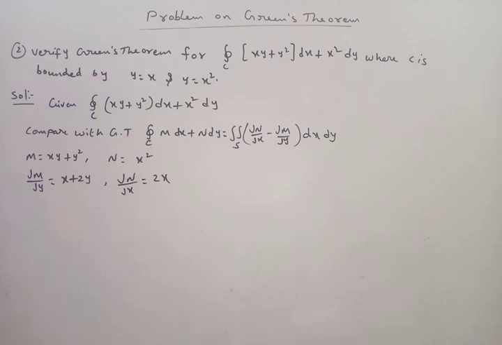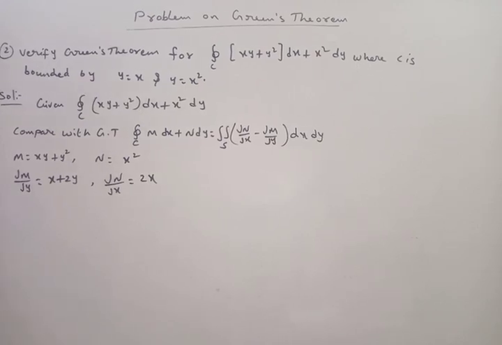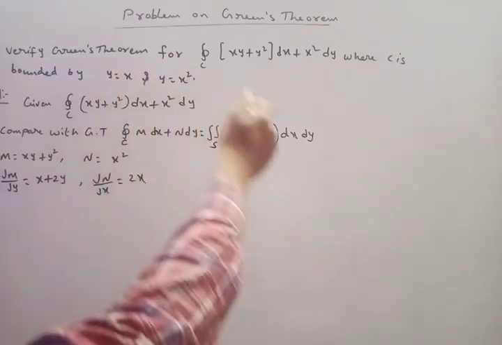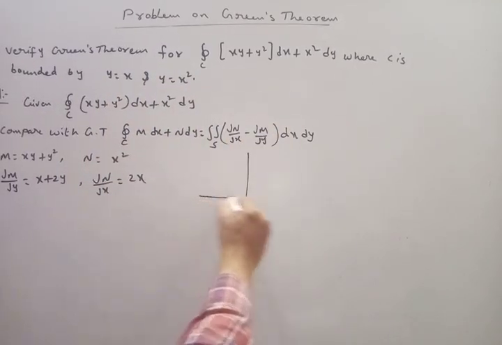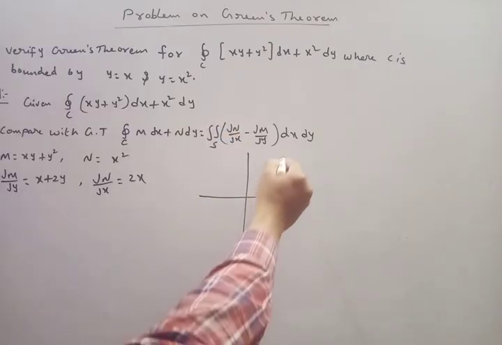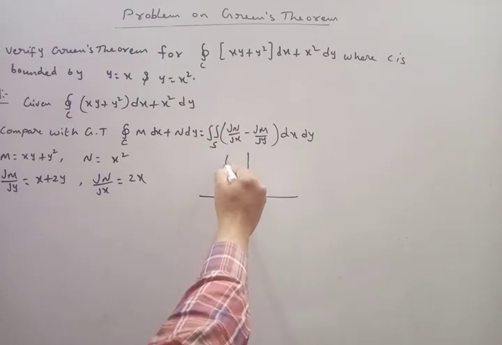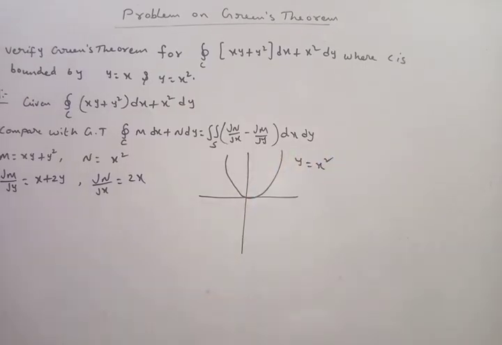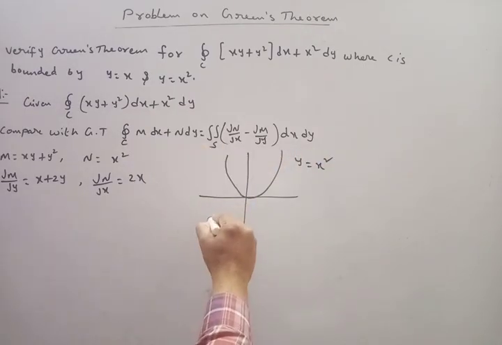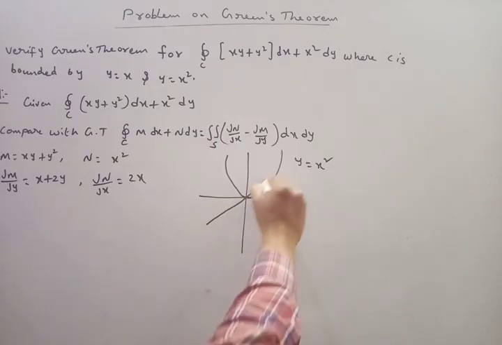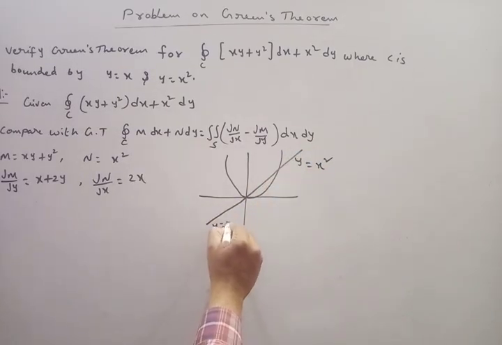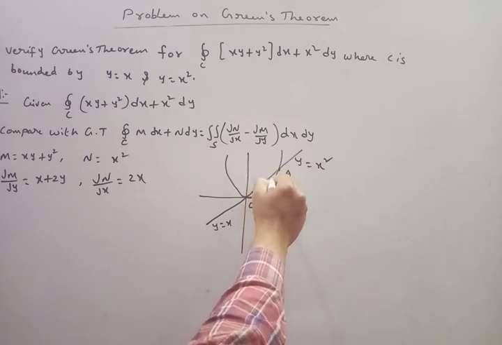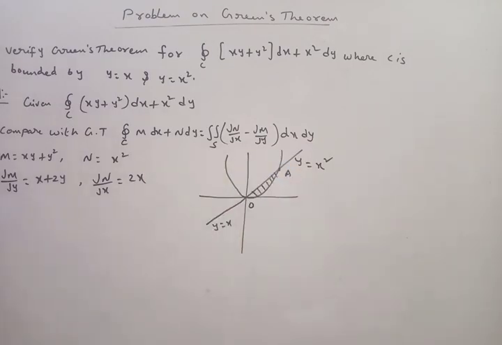Now you have to find the limits. How to find the limits here? See here, he gave two curves, no? y is equal to x and y is equal to x square. y is equal to x square is a parabola, correct? Then y is equal to x is a straight line which is passing through the origin. So this point is O and this intersecting point is A. So this region you have to find, correct?